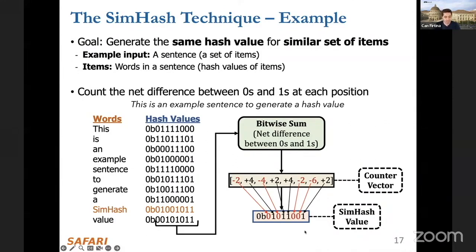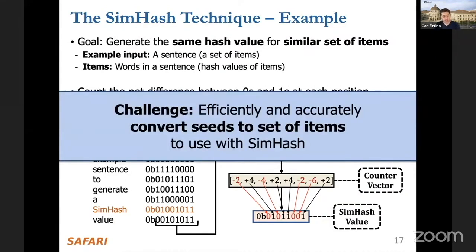So what does this mean? This means that if two sets are highly similar to each other, their counter vectors may be slightly different from each other, but their majority results are likely to be similar, meaning they are likely to generate the same hash value. So it's not guaranteed, of course, that they are going to generate the same hash value, but it gives us a chance, let's say, for highly similar sets to have the same hash value.